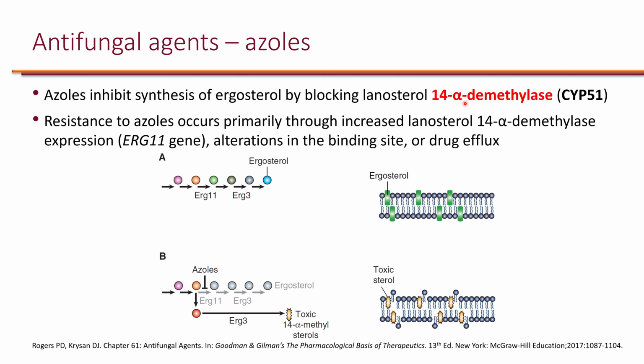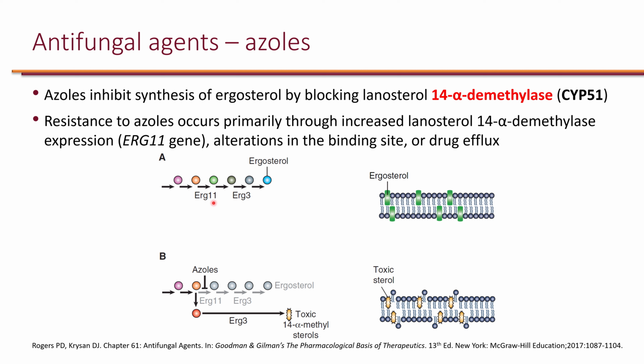So one way that resistance can occur in fungal species is primarily through increased production of this enzyme, which is a product of the ERG11 gene. They can also cause alterations in the binding site on this CYP enzyme. And of course, there can also be drug efflux pumps that will pump the azoles out of the fungal cell.